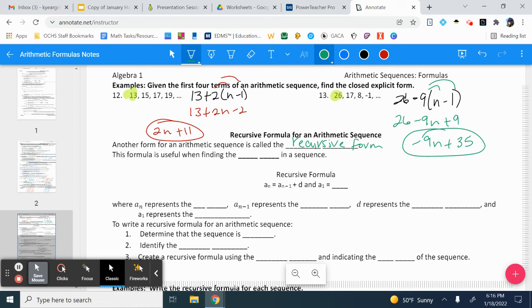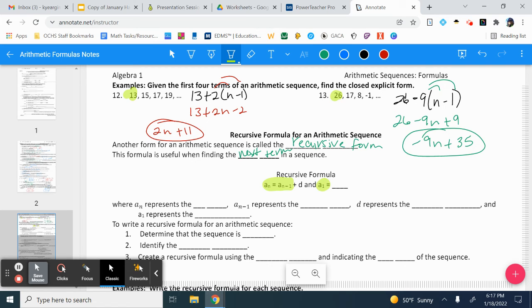And it's going to be useful when we're finding the next term in a sequence. So if I have one specific term and I want to find the one that comes right after it, that's what I'm going to use, the recursive formula. And honestly, I believe the recursive formula is a little bit more simple because there's parts of this that will never change. So if you see this a sub n equals a sub n minus 1, and then I have plus d, and then I always have a sub 1 equals.